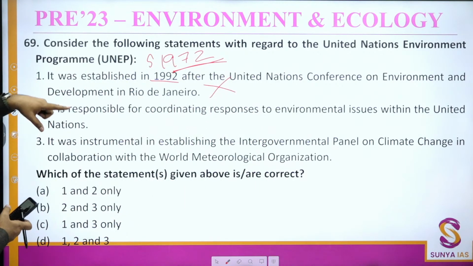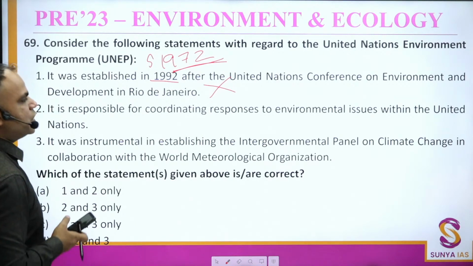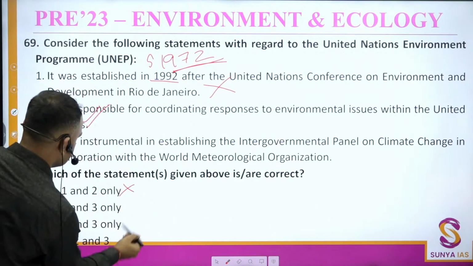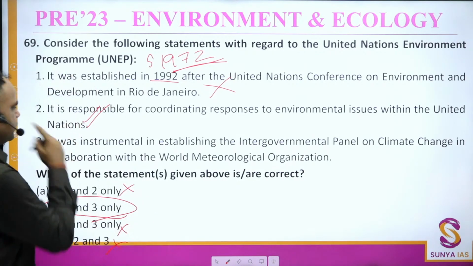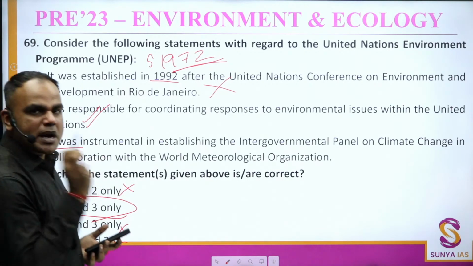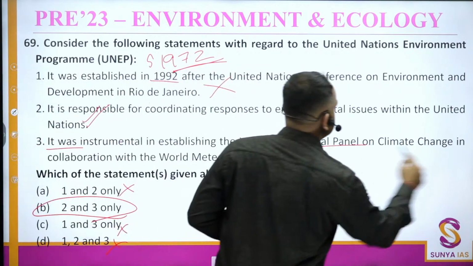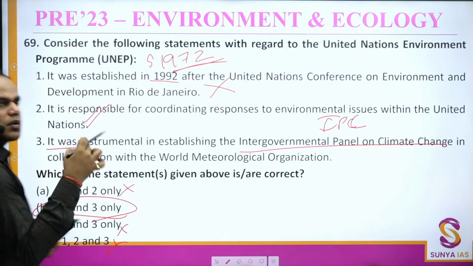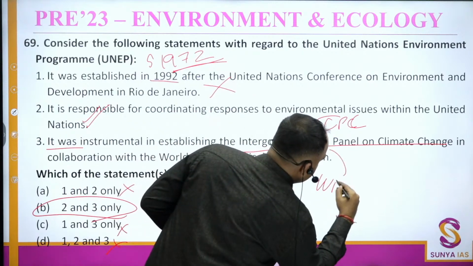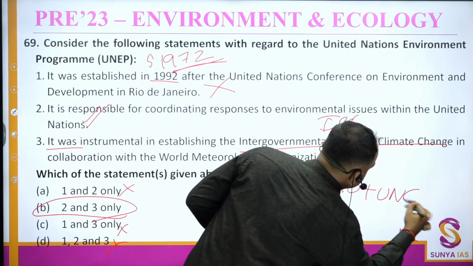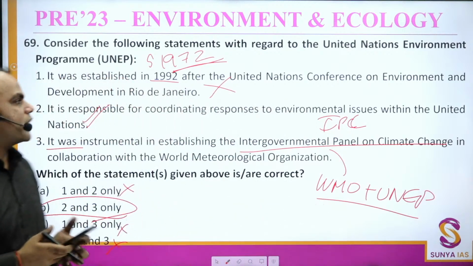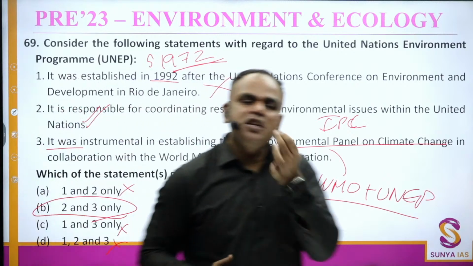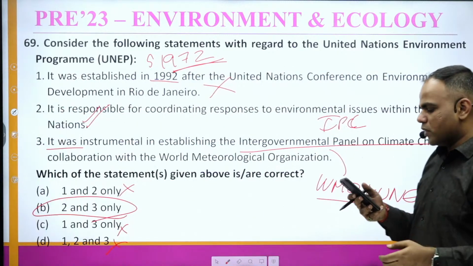It is responsible for coordinating the responses to environmental issues within the United Nations. That is true. By the way, if one is wrong, we already know you directly get your answer, 2 and 3. And 3 is, it is instrumental in establishing IPCC. So IPCC was formed because of the combined efforts of the World Meteorological Organization and UNEP. So again, you now know IPCC also. IPCC is very famous for its assessment reports. Recently, the 6th assessment report is out.